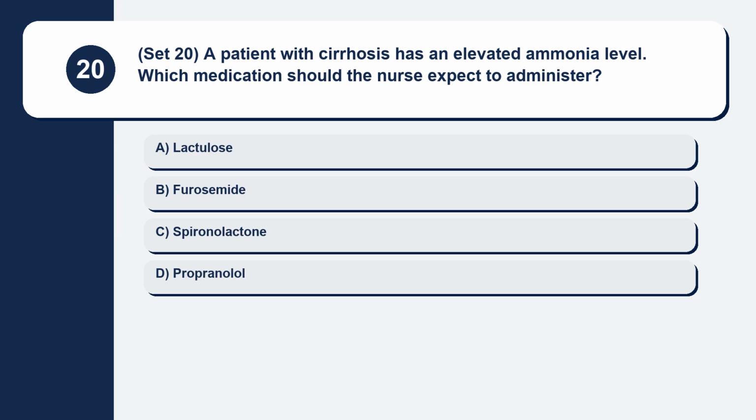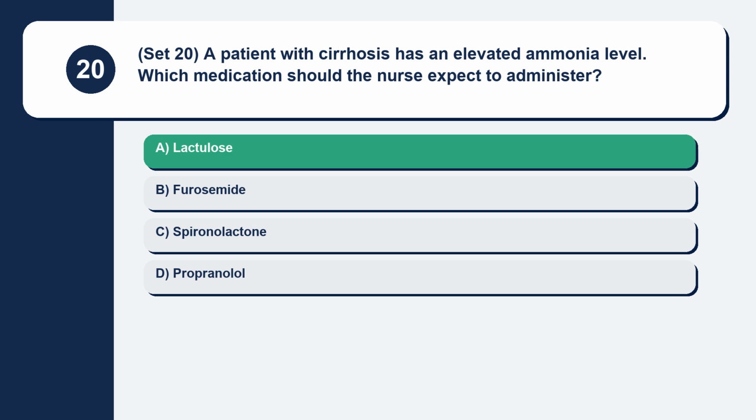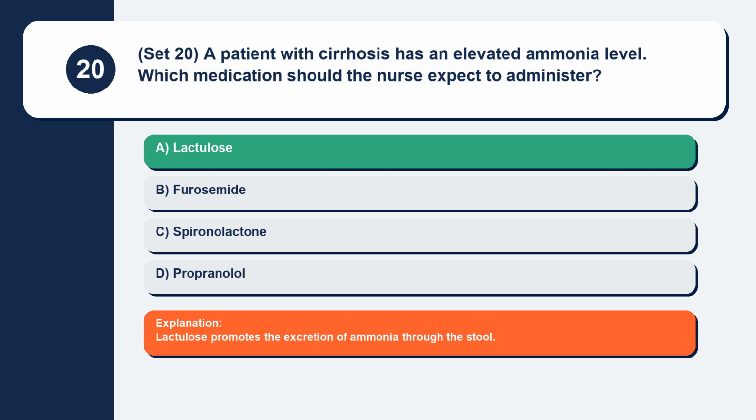Question 20. Set 20. A patient with cirrhosis has an elevated ammonia level. Which medication should the nurse expect to administer? Lactulose, furosemide, spironolactone, propranolol. Lactulose promotes the excretion of ammonia through the stool.